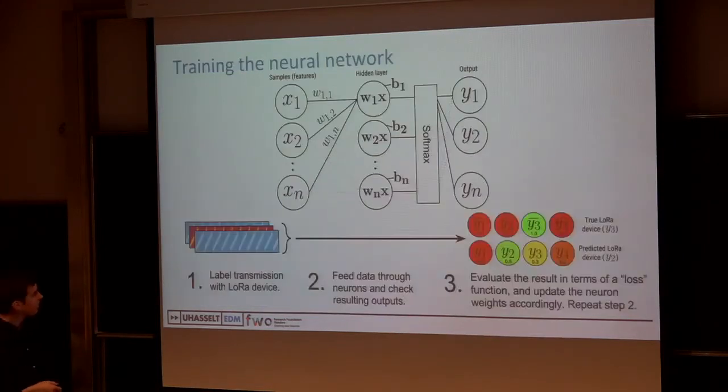So how would it work in practice? We label our transmission with a certain LoRa device. We feed the data through, and then based on the weights and the biases, it will calculate a certain value, for example, here. So this is the predicted value, and we will evaluate how accurate that result is compared to the true distribution. In this case, the true distribution is that Y3 is the real LoRa device, while the machine learning algorithm predicts Y2, so we have to update the weights and biases and repeat this step in order to come closer to the real distribution.